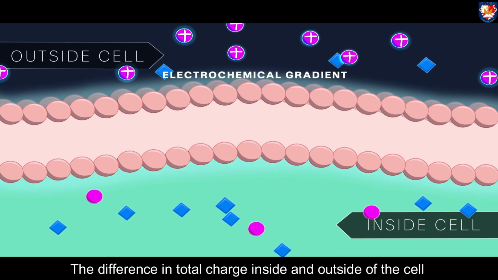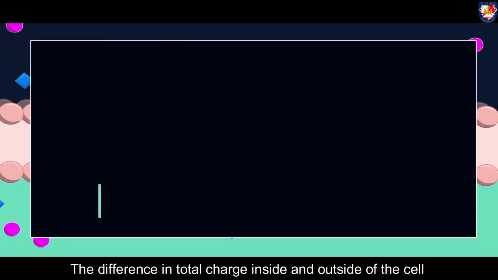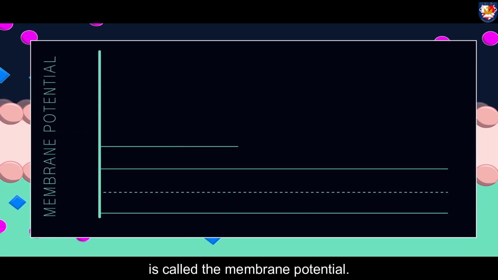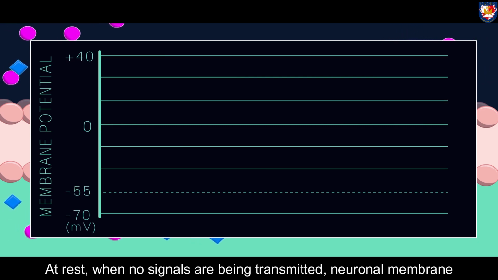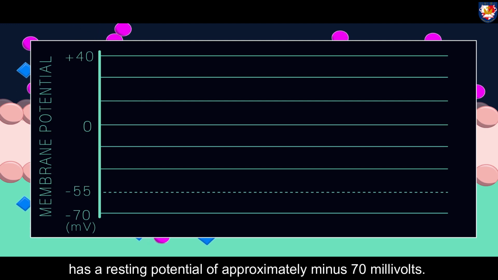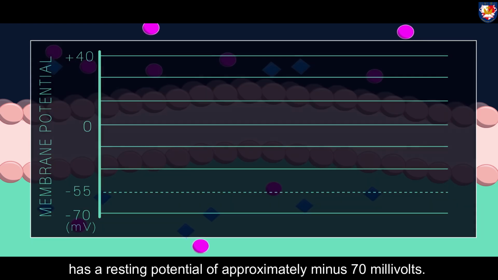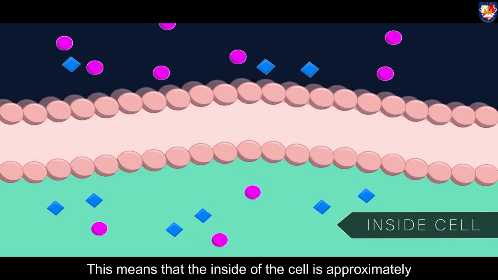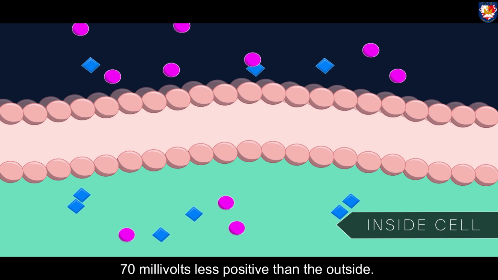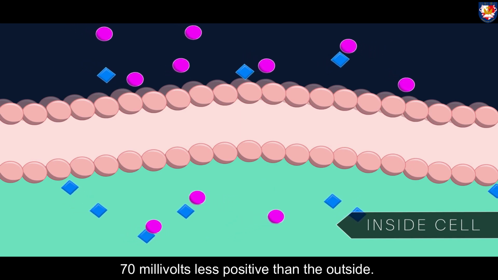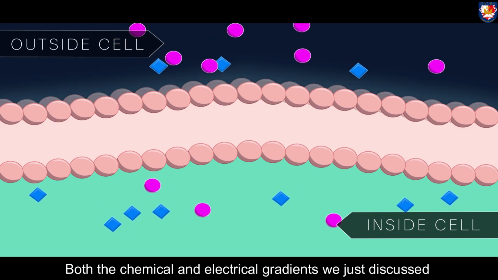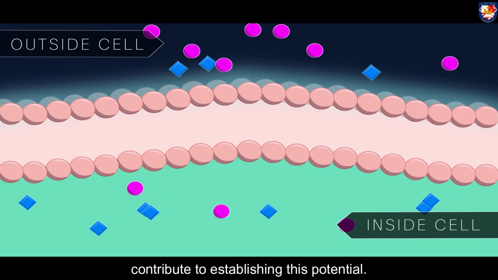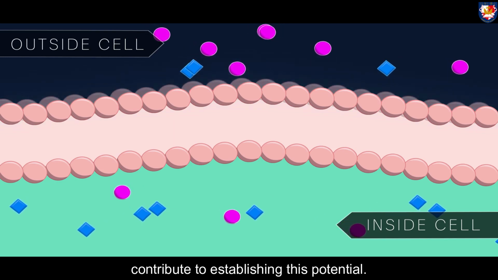The difference in total charge inside and outside of the cell is called the membrane potential. At rest, when no signals are being transmitted, the neuronal membrane has a resting potential of approximately minus 70 millivolts. This means that the inside of the cell is approximately 70 millivolts less positive than the outside. Both the chemical and electrical gradients we just discussed contribute to stabilizing this potential.